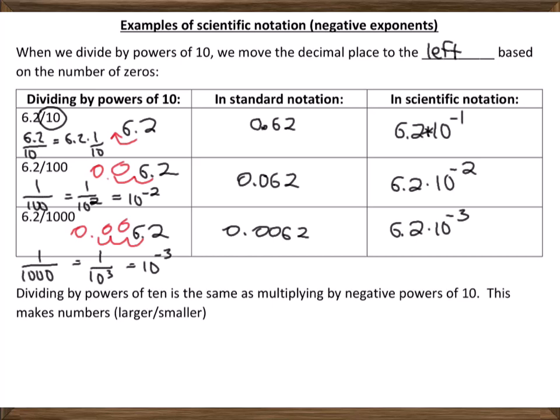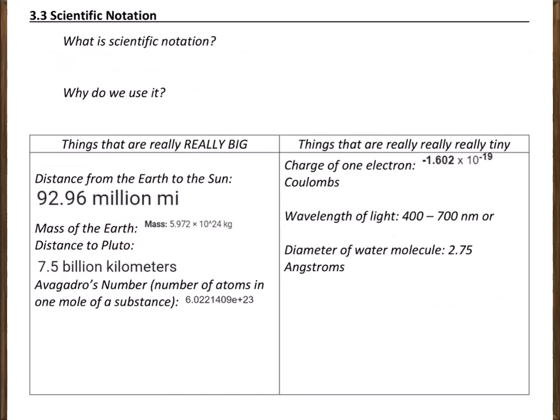So when we divide by powers of 10, remember that's the same as multiplying by negative powers of 10. And this is making the numbers smaller. Notice the pattern: as we go from here to here and here to here, our numbers are getting smaller and smaller. So now we have enough context, enough application to think about and introduce scientific notation.